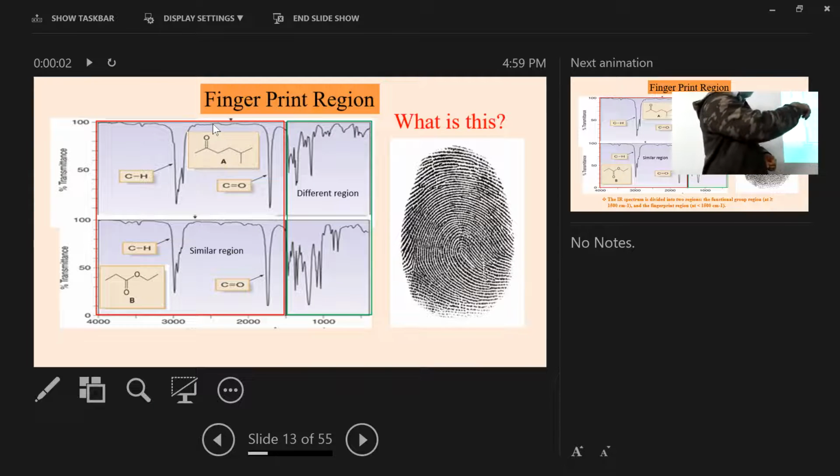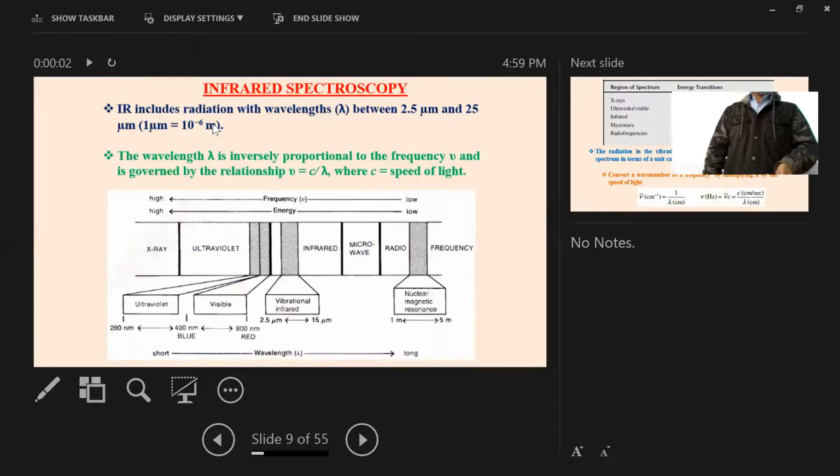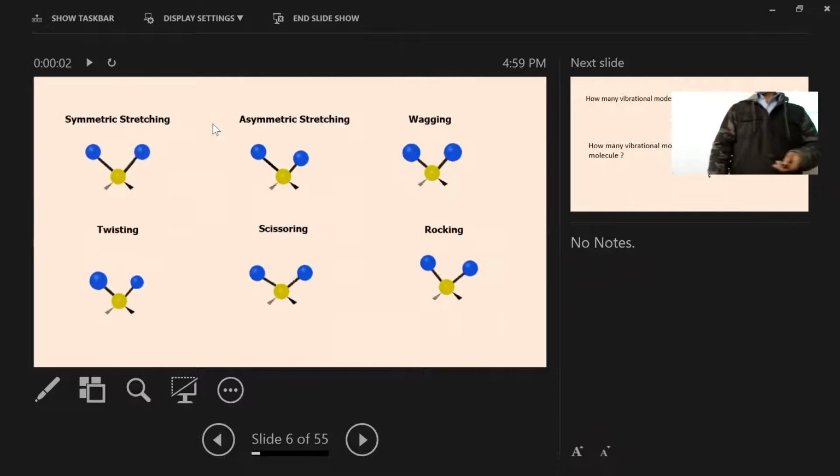You may have something similar in this region, but here you will get something completely different, and that will be just like a fingerprint. So if you can take the infrared spectra for any molecule along this 500 to 1500 wave number, in that case you can identify what the molecule is. Okay, so that is just one basic piece of information on what we are going to learn and the importance of learning infrared spectroscopy. So let's move to the beginning.